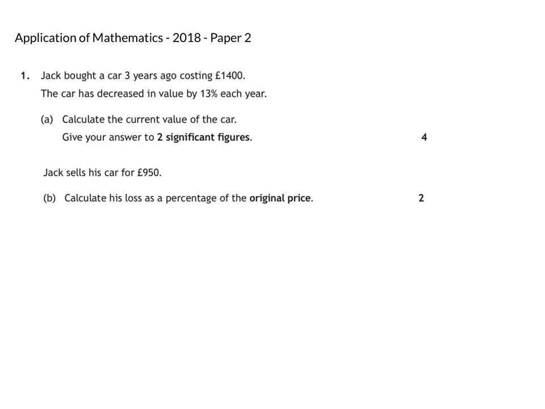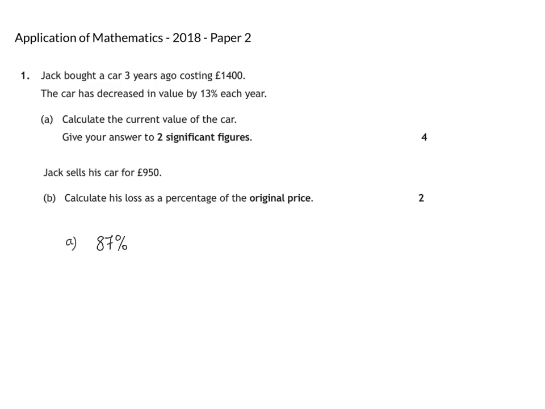But we'll get going. So we've got Jack bought a car 3 years ago costing £1,400. The car has decreased in value by 13% each year. Part A, calculate the current value of the car, giving your answer to two significant figures. Right, so we know that it's decreased in value, so decrease means go down. That's our first important part. And 13%, so if it's decreased by 13%, that means it is now worth 87%.